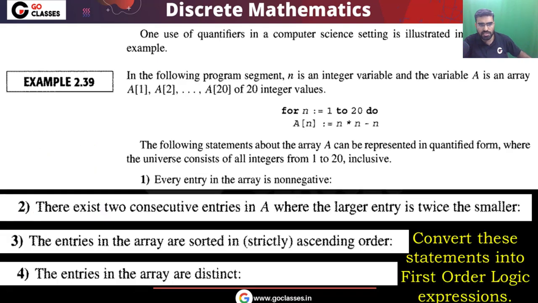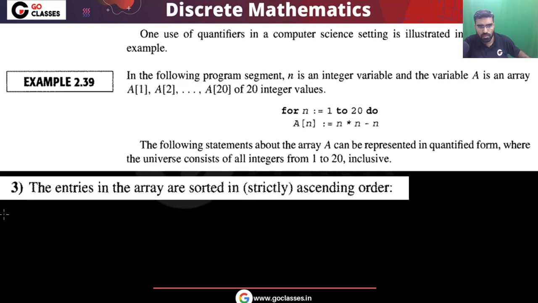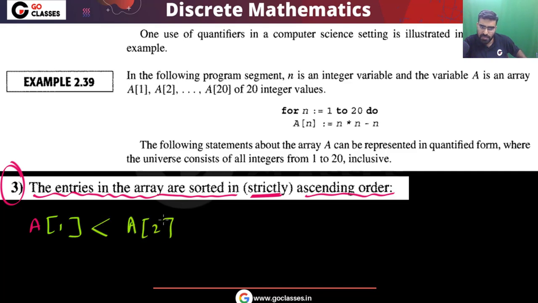Okay, now let's see the next one. This third one is saying the entries in the array are sorted in strictly ascending order. So what it means is that in this array all the entries are sorted in strictly ascending order, meaning a1 is less than a2, a2 is less than a3, and so on, a19 is less than a20. So this is the given statement.